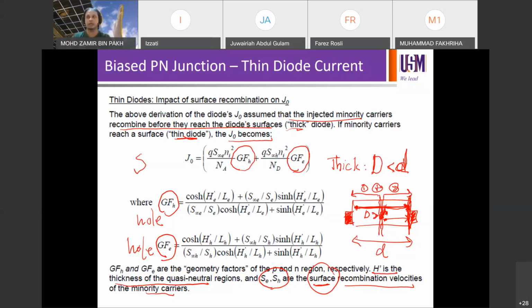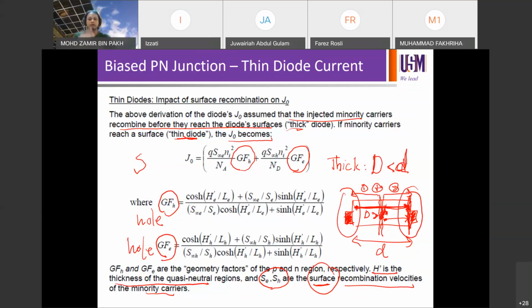So if a diode is thick enough and the diffusion length is shorter in comparison to the device thickness, the surface on the left and on the right are not incorporated in the equation, which means both surfaces are not important in a thick diode calculation.